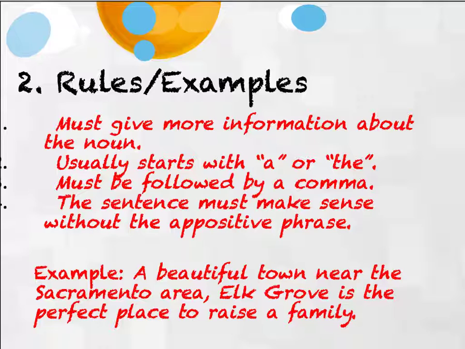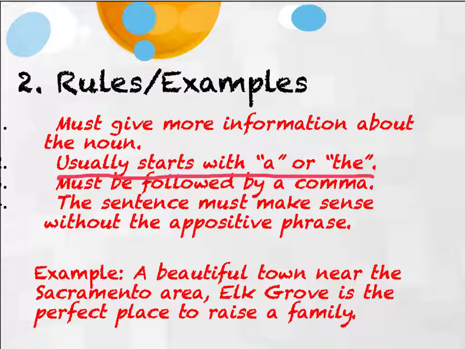So let's move on to that second box now, the rules and examples. Our first rule, number 1, it must give more information about the noun, just like any other appositive. Rule number 2, it usually starts with a or the. It doesn't always start with a or the, but almost always it starts with those two words. Rule number 3, it must be followed by a comma, so there must be a comma after your appositive. Rule number 4, the sentence must make sense without the appositive phrase. That should sound familiar because that's the rule that we learned before about using appositives.